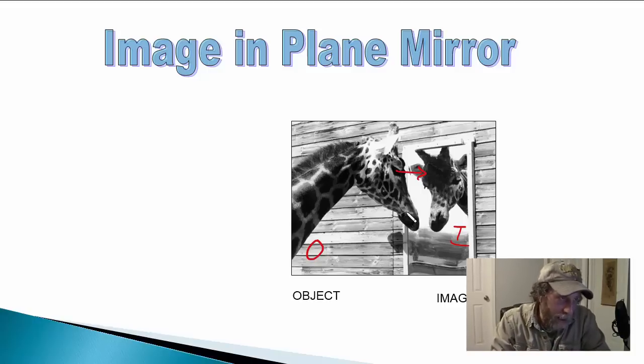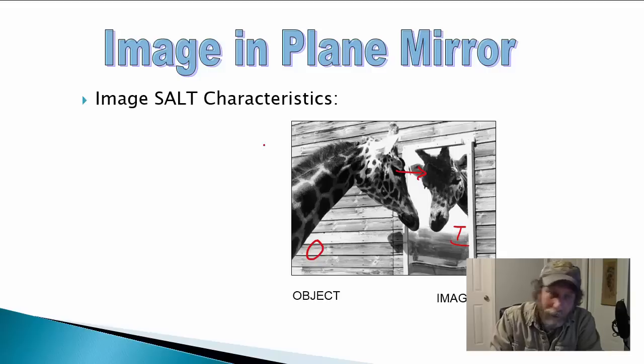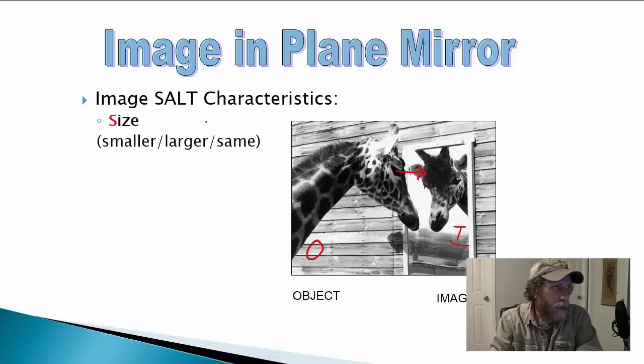Another thing is, so we got the right side up, we got the distance. Well, let me just go ahead and give you some of these points right here. These are called the SALT characteristics, because this is an acronym for what you're about to see, the SALT characteristics.